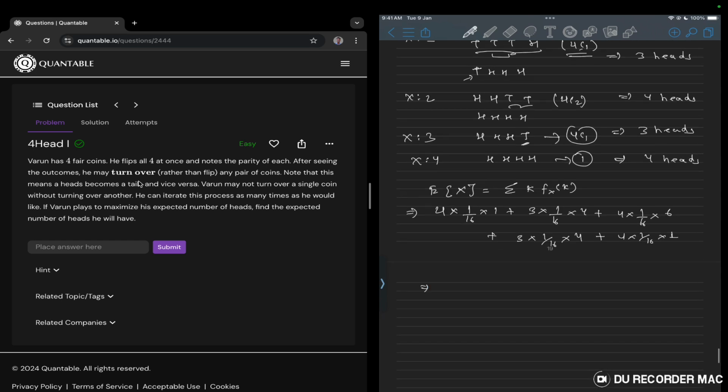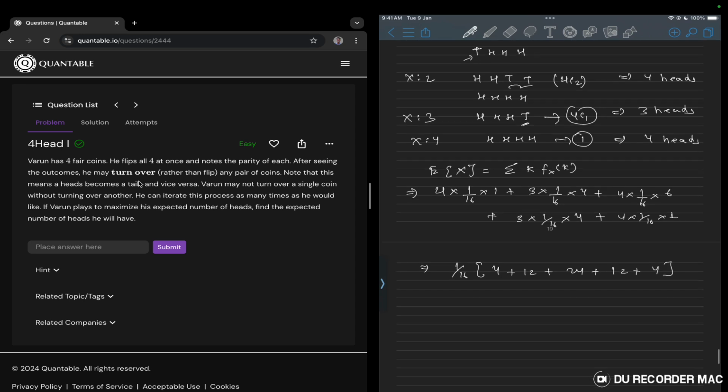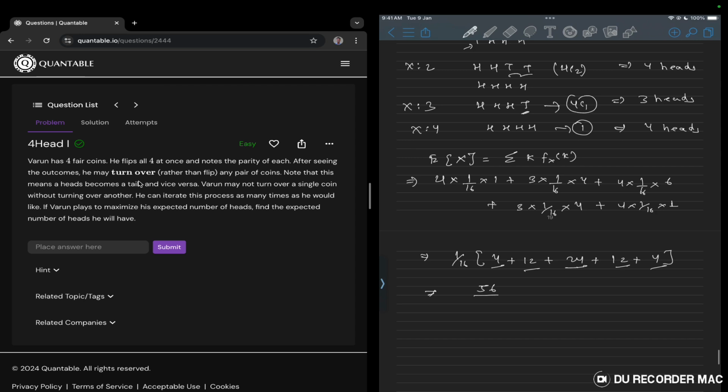When we calculate this, 1 by 16 becomes common, and we get 4 plus 12 plus 24 plus 12 plus 4. This totals 56, so 56 by 16, which is 7 by 2, which is 3.5. So our expected number of heads, if Varun plays optimally, is 3.5.